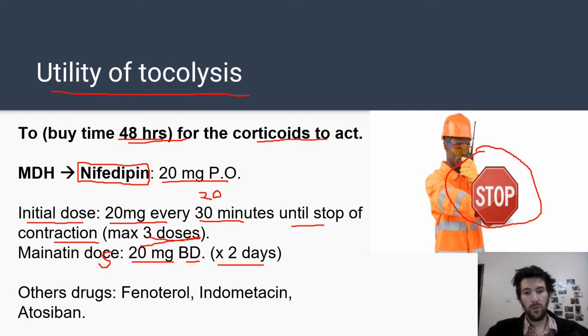Other drugs that are commonly used in my country, in Chile, are fenoterol, and also indomethacin, which is very effective, but we can only use it before 32 weeks, because after 32 weeks it has complications for the baby in order to close the ductus arteriosus. And atosiban is the most expensive drug, but the least harmful drug. It doesn't have adverse reactions. Well, so in summary, we give tocolysis with nifedipine in our hospital, and it's only to buy time for the corticoids to act, only 48 hours.